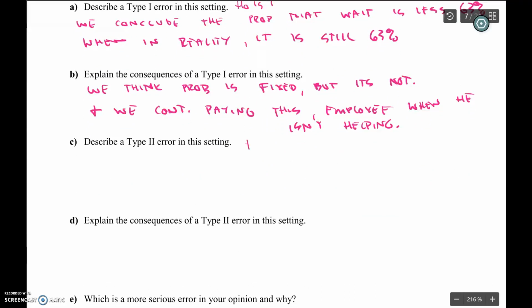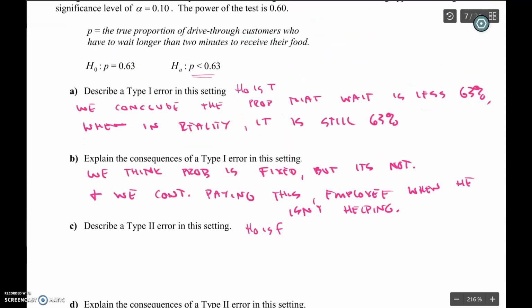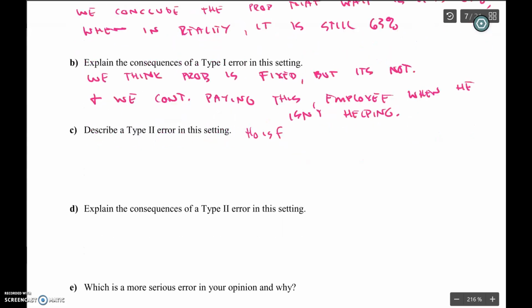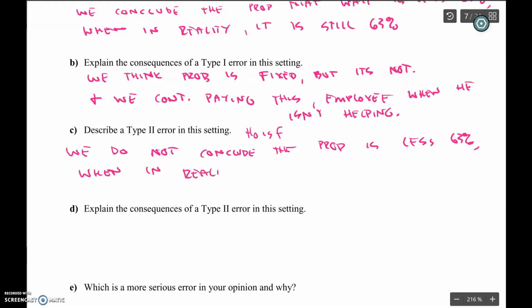Type 2 error. So this is where the null is false. The percentage is not 63%, so it's actually gone down, but we fail to detect it. So we do not conclude the proportion is less than 63%, when in reality it is less than 63%.